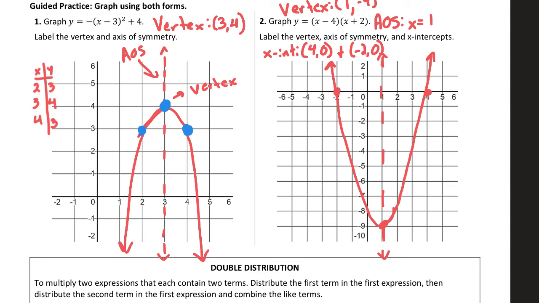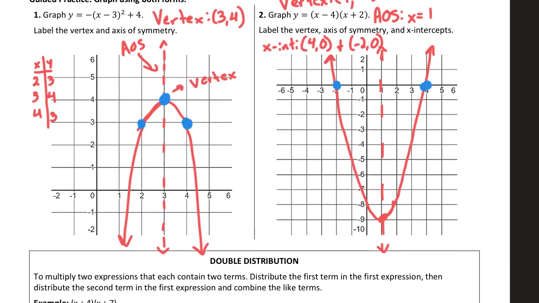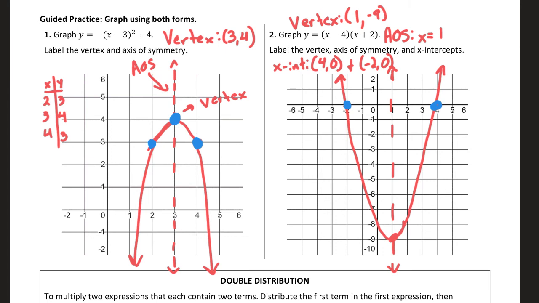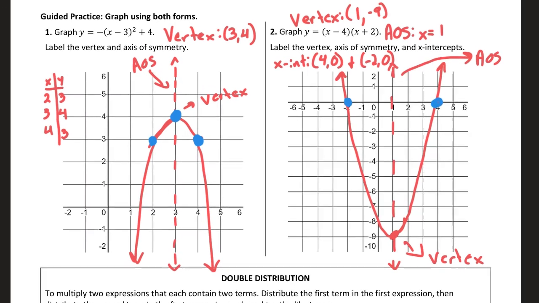For number 2, I got my x-intercepts right off the bat, negative 2 and positive 4. The axis of symmetry was the average of those two, which was 1. Graphed that, and then I substituted that into my function to get the point (1, negative 9) for my vertex. Sorry, kind of messed that up. I should have labeled the vertex as that point, and then this line was my axis of symmetry. So that's an important thing to have down, okay?